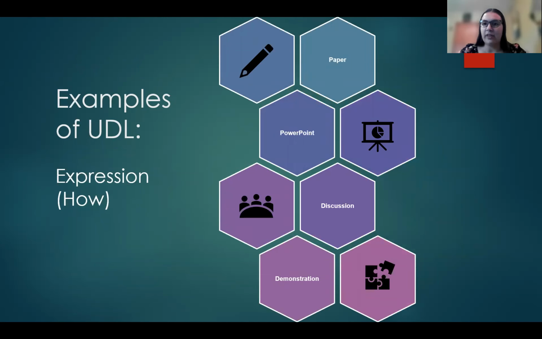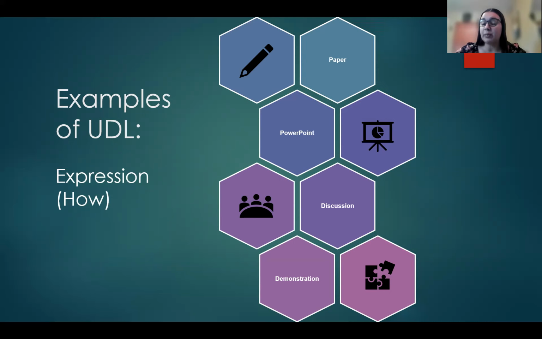Expression is the how of learning. This is how our students are going to show the instructor that they have mastered this learning. So one way to think about this is, how are we assessing students' learning? For example, you might have students write a paper or complete an exam at the end of a semester.